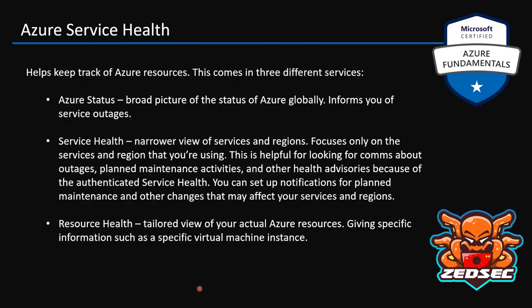Azure Service Health helps keep track of your Azure resources. This comes in 3 different services. So Azure Status, which is a broad picture of the status of Azure globally, which informs you of any service outages. You've got Service Health, which is a narrower view of services and regions, focuses only on the services and regions that you're using. This is helpful for looking for comms about outages, planned maintenance activities, and other health advisories because of the authenticated Service Health.